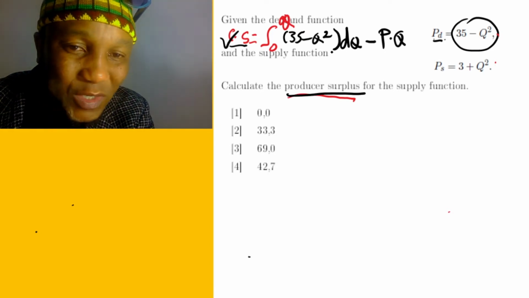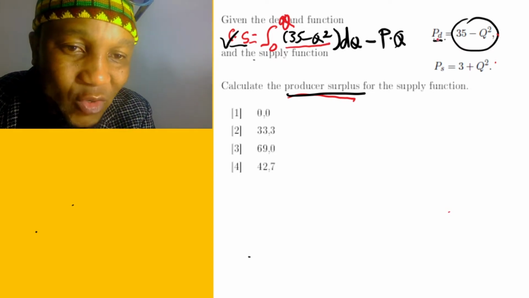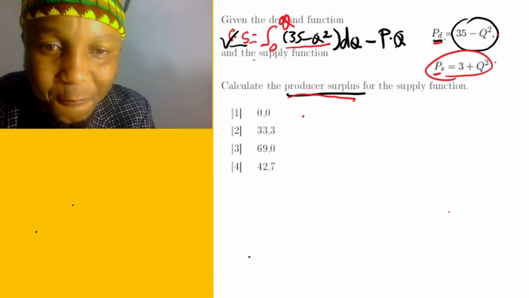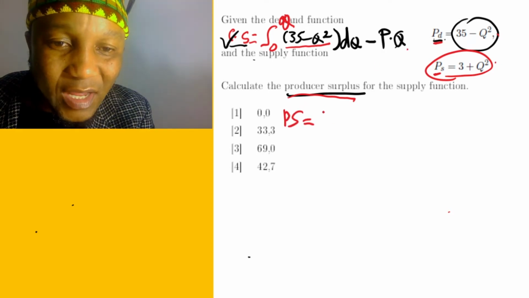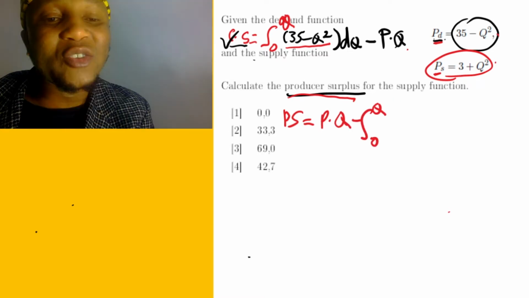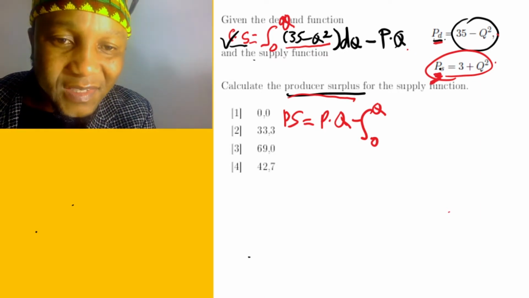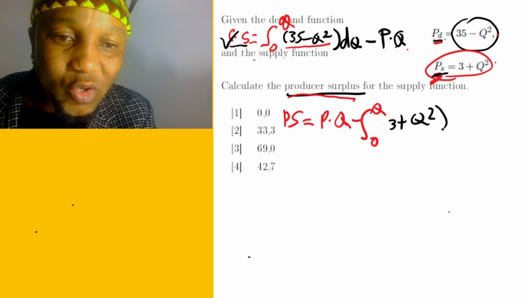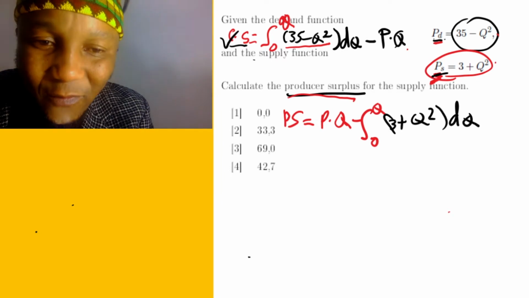For producer surplus, what you do is switch this formula. Look, you switch. And when you switch, here you don't write your demand function. You use the function of the supply. So for that case now, we're going to say producer surplus equals price times quantity minus the integral from 0 to Q, which you're going to find, and I'll show you. And then here we write the function of the supply, which is 3 plus Q squared. And then here you integrate. So what we're going to do first, we have to find P and Q.